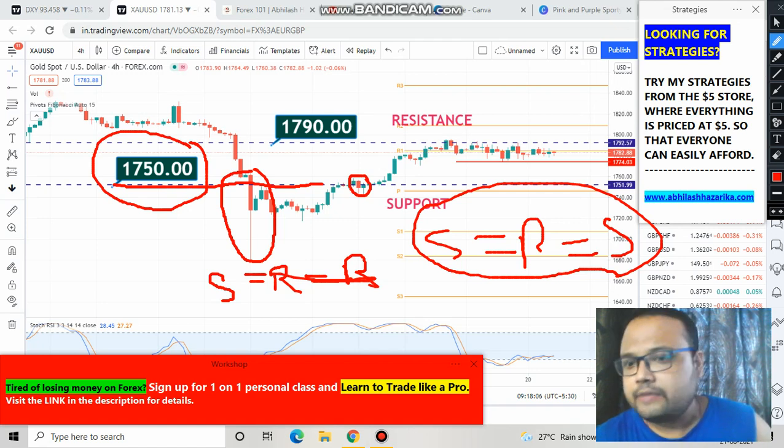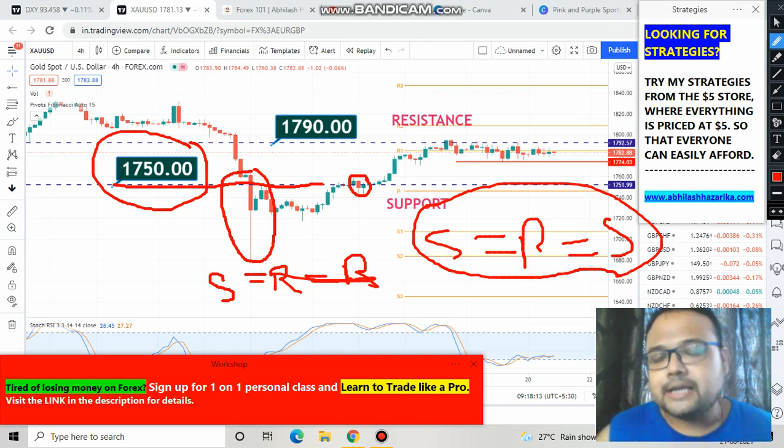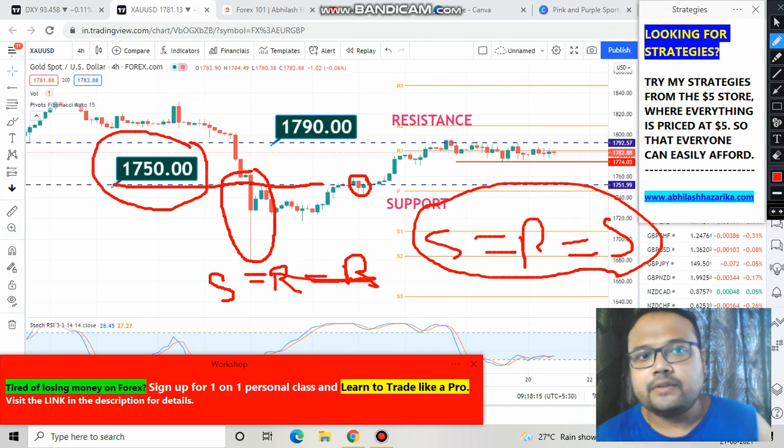If you do not have these lines, then please draw these lines so that you can understand the chart better, so that you can also do proper analysis and also trade better. So 1750 is the support for gold USD.